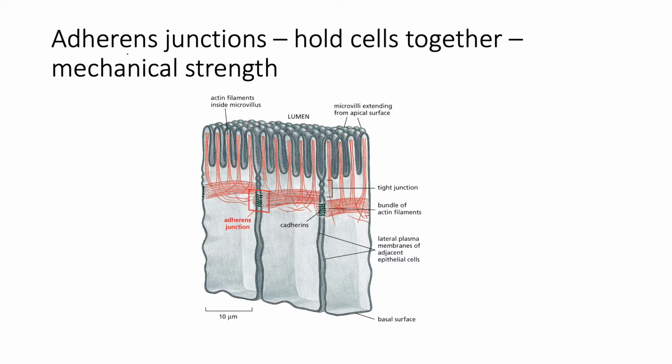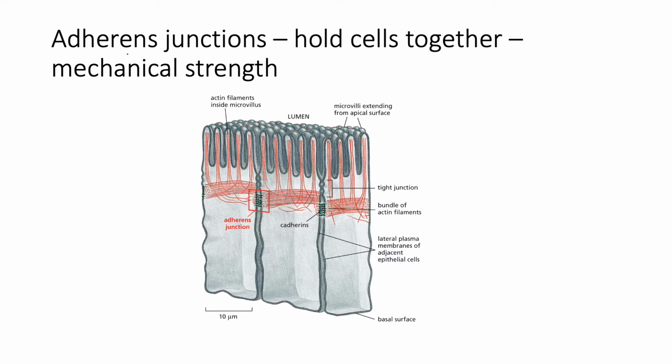And then at the very bottom, you have what's called the basal surface. So these cells are held down to a matrix that holds the cells in place. Now what you can see are the membranes. It says lateral plasma membranes of adjacent epithelial cells.